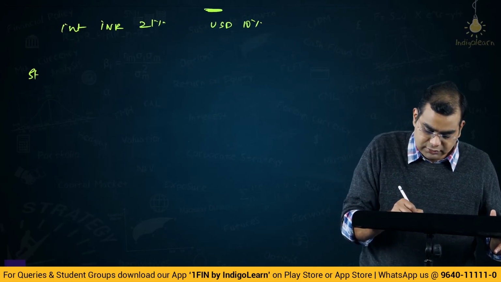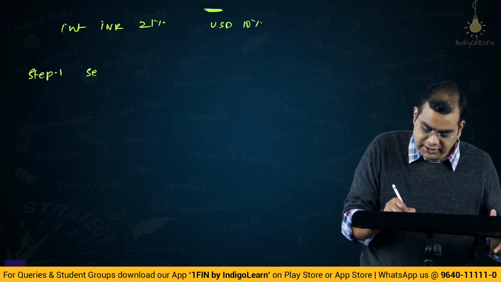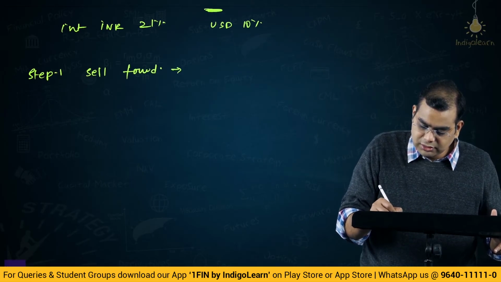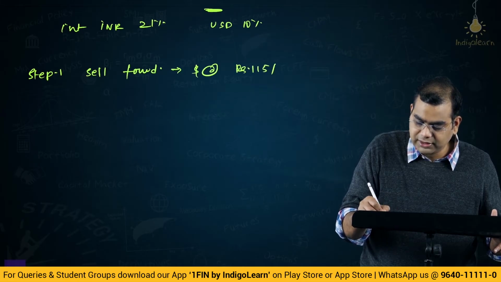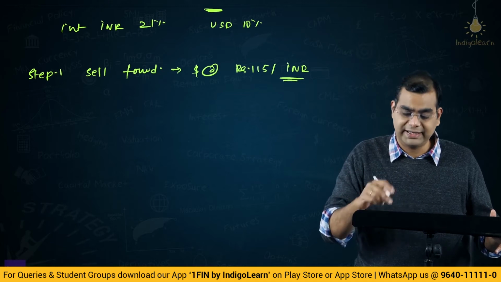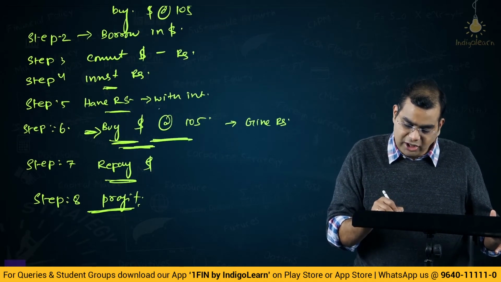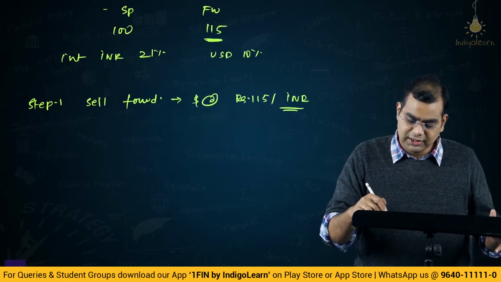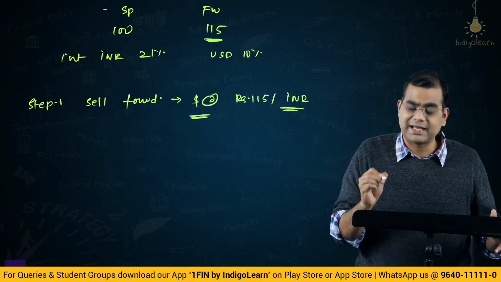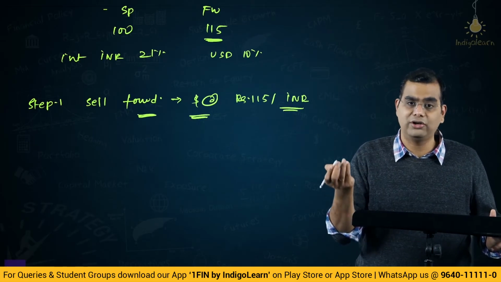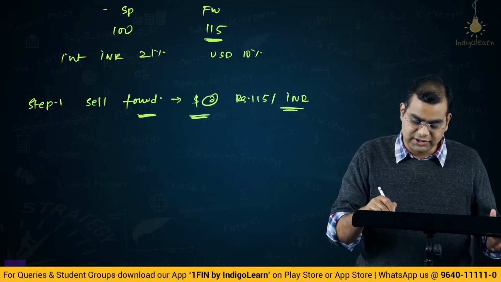So, step 1, sell forward dollar at rupees 115 per dollar. So I will get INR. In the previous case, you buy dollars at 115, that is, you give rupees and take dollars. Here you are selling, you have sold forward. So you have sold a dollar and you are getting INR. It is exactly opposite. So this is step 1.